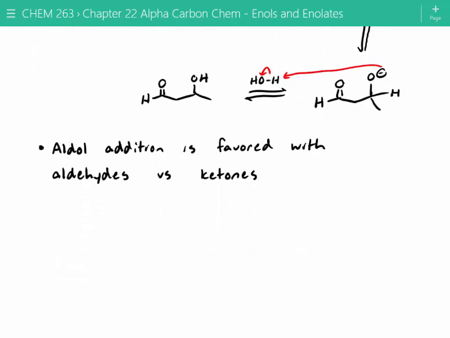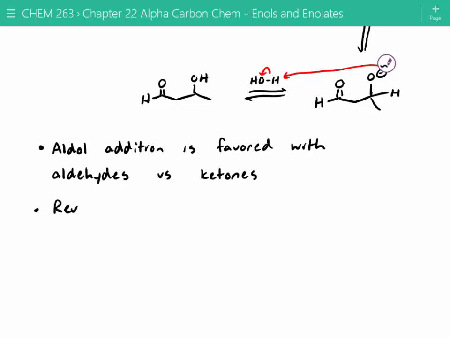The question now is, why is it more favored with aldehydes compared to ketones? Does anybody have an idea? Not quite sterics. Aldehydes are more reactive. Why? So if we think about a ketone, it's got two alkyl groups that donate electron density via hyperconjugation. That makes them poor electrophiles compared to aldehydes. So aldehydes are much, much better electrophiles than ketones.